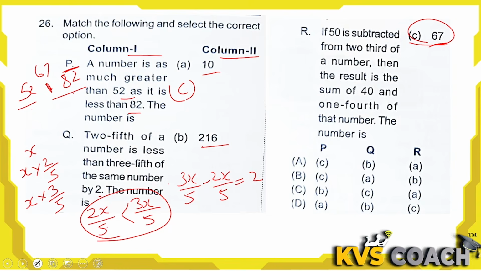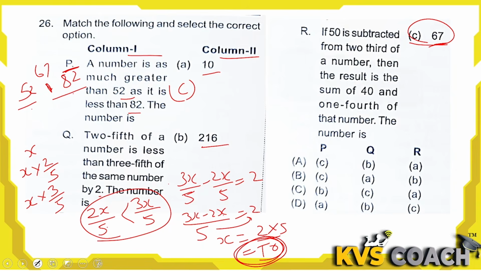Okay. So what will the number be? 5 common, 3x minus 2x is equal to 2. So 3x minus 2x is equal to x, and 5 is taken here, 2 into 5, that is 10. So the number will be 10. 10 means A. Okay. So answer of Q is A. 10 is the number. Got it?